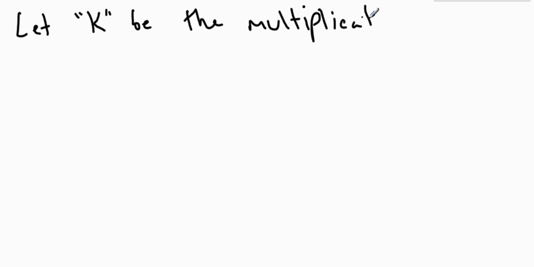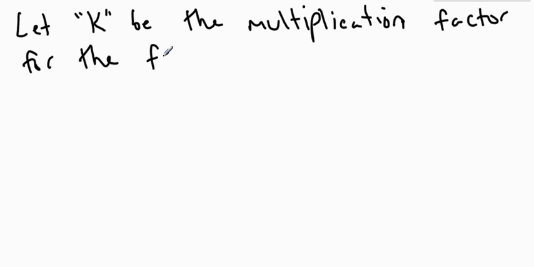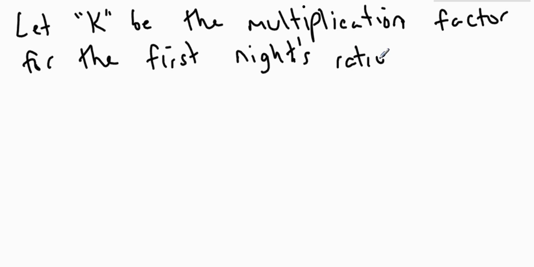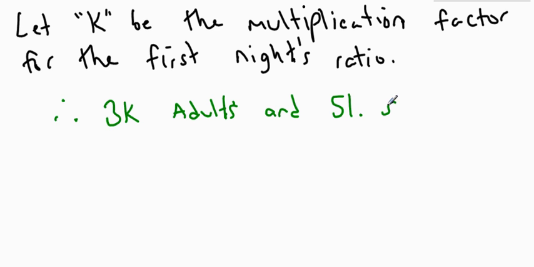So if that makes sense, let's go ahead and define some variables here and see what's going to happen. I'm going to let k be the multiplication factor for the first night's ratio. Now again, that means, and I'll put this immediately, therefore, we know that 3k adults and 5k students attended the first night.